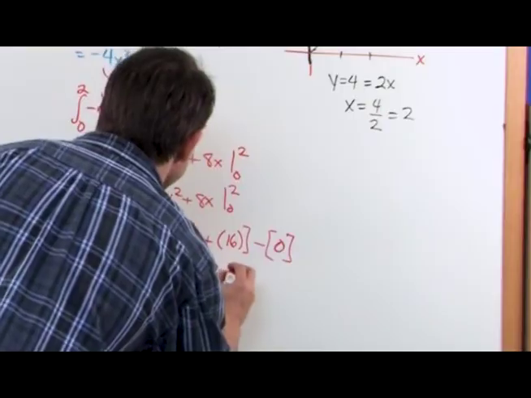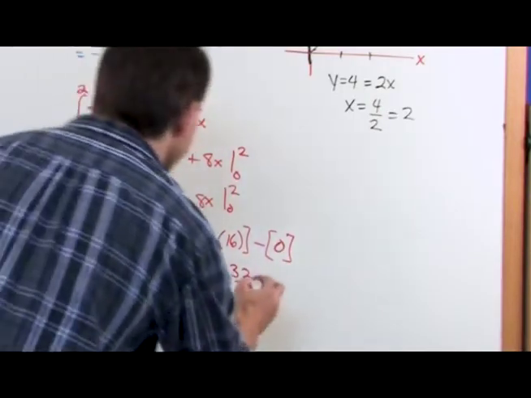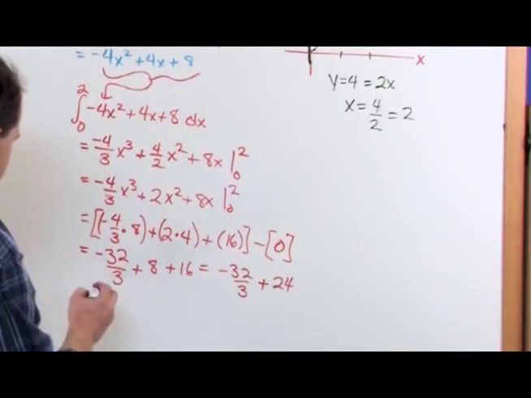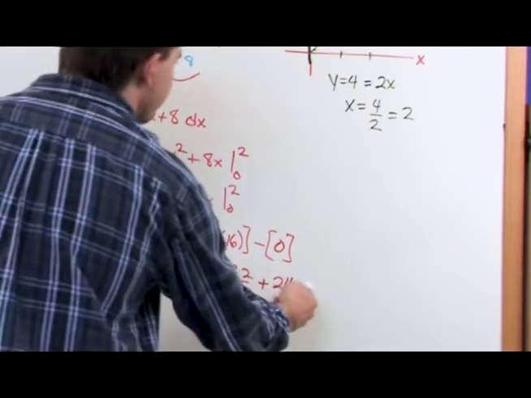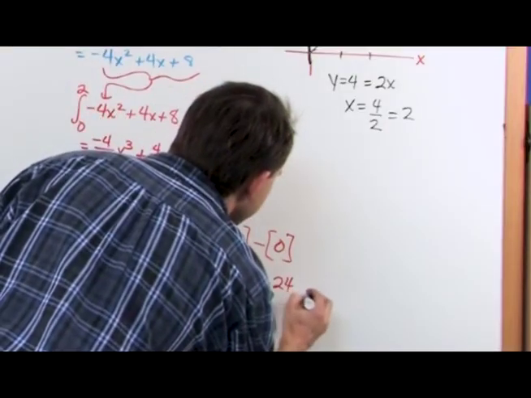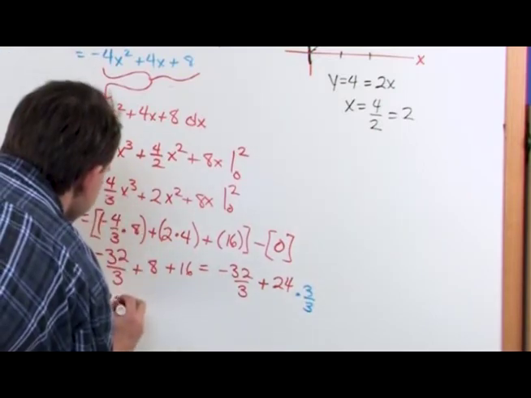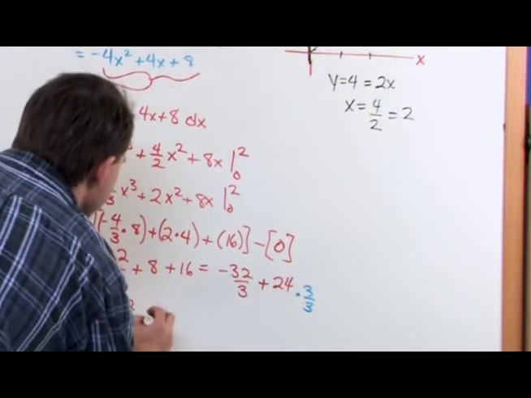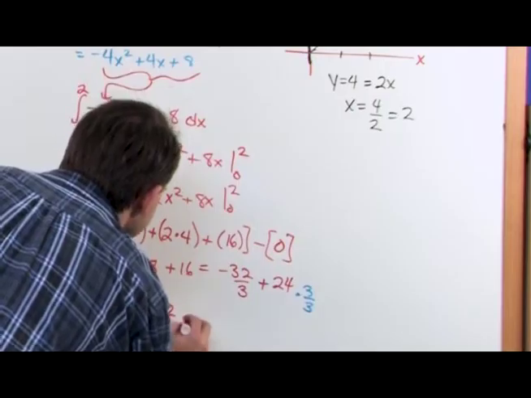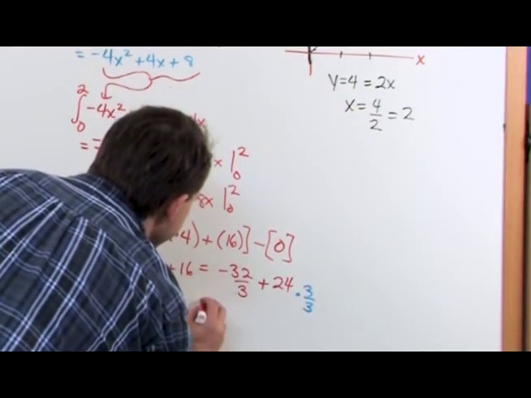So this is going to be negative 32 over 3 plus 24, just adding the 8 and the 16. And then all you have to do here is get a common denominator. The easiest way to do that is multiply 24 by 3 over 3, right? So I can take this 24 and effectively multiply by 3 over 3, and that'll give me a common denominator. So I'm going to have negative 32 over 3 plus 24 times 3, which turns out to be 72 over 3. And when you actually do this, you'll have 40 over 3, and that is the answer.